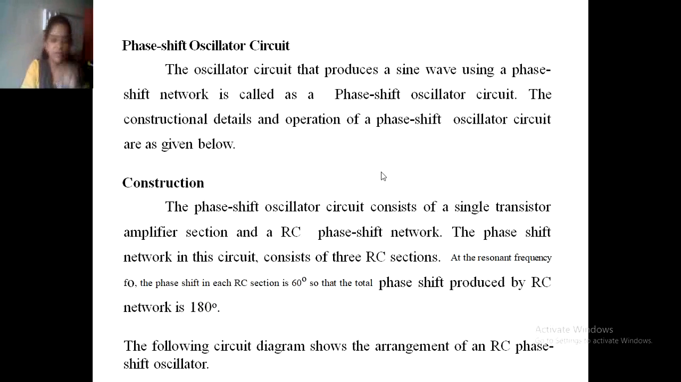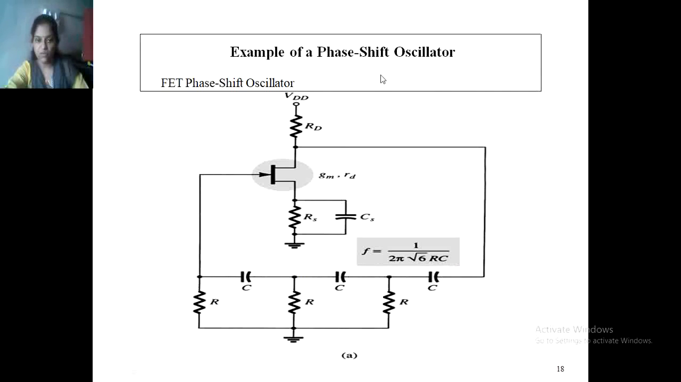Okay, so in the phase shift circuit, a single transistor amplifier section is used and three RC sections are used. Each section will phase shift 60 degrees, so the whole network gives 180 degree phase shift. Let us see the following circuit diagram, which shows the arrangement of the RC phase shift oscillator. So this is nothing but the circuit arrangement of the phase shift oscillator.